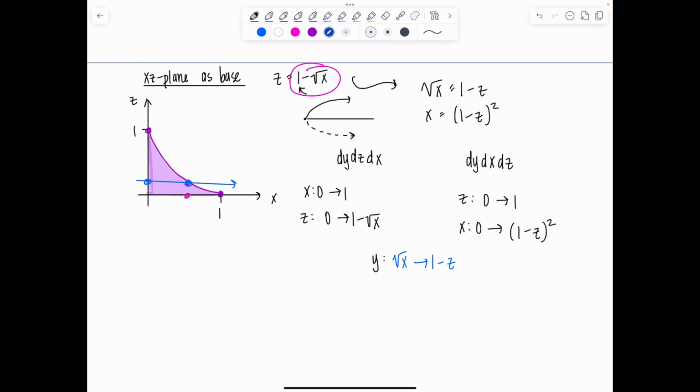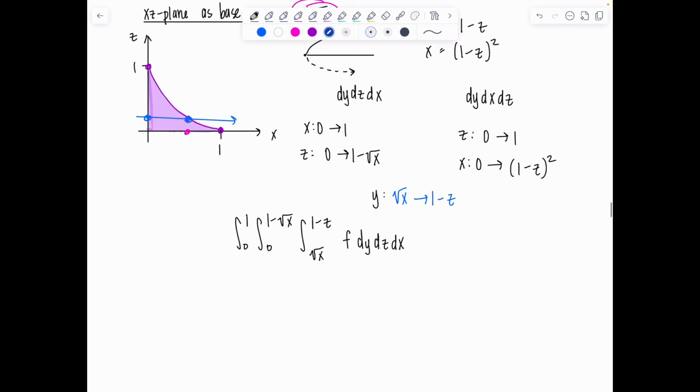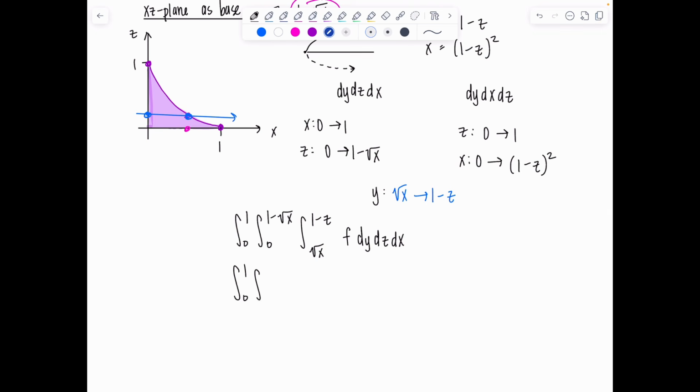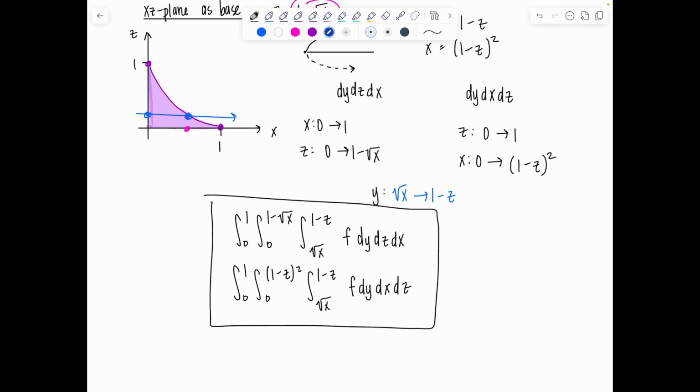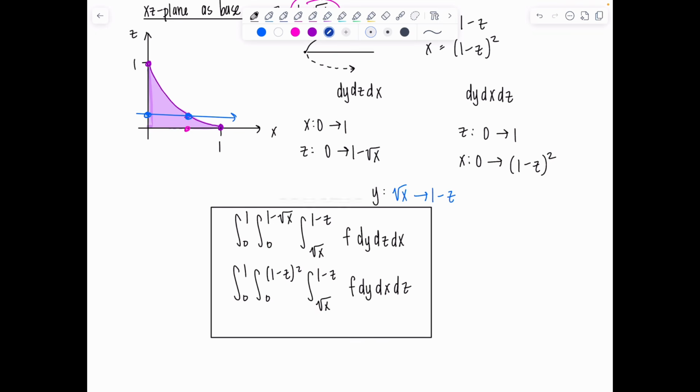Okay, let's set it up. 0 to 1, 0 to 1 minus rad x, rad x to 1 minus z, f dy dz dx. And then the other one is 0 to 1, 0 to 1 minus z squared, rad x to 1 minus z, f dy dx dz. There you have it. Okay, these take practice.